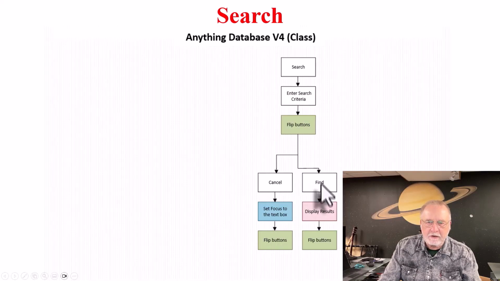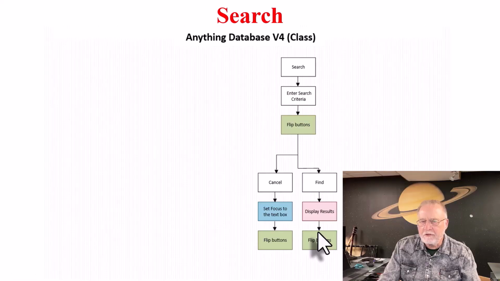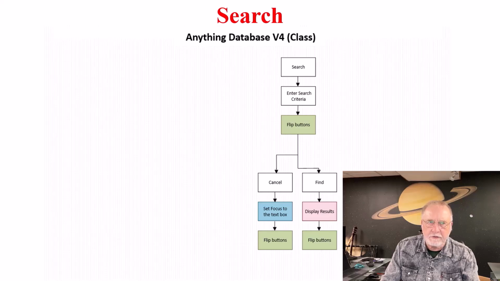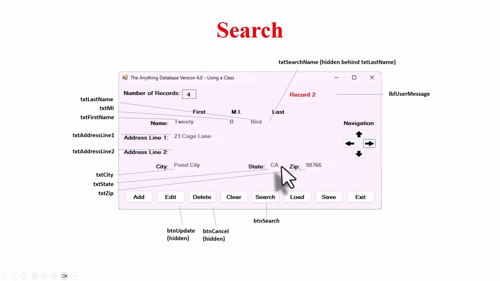However, if we do want to do the search, we're going to do a find. And if we find that record, we're going to display the results. Whether we find it or not, it's going to pop up on here, and then we're going to flip the buttons back again. So there's a little bit of stuff going on here, and I think you're going to see it in the cancel button and in the update button as well. I think we're going to touch base with that and do something a little different. So let's take a look and see what's happening here.